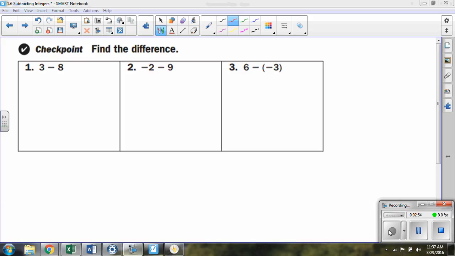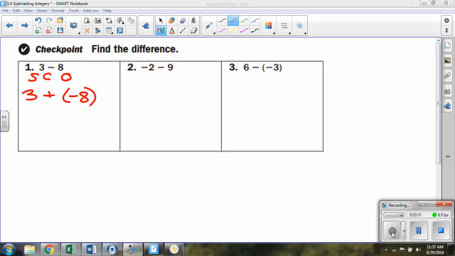Okay, so continuing with the same piece. We know that we're doing this subtraction. We know that it's going to follow a pattern of the first number stays the same. Subtraction gets changed. And then we will change the second one to its opposite. So we're looking at same, change, and opposite. 3 will stay the same. Subtraction gets changed to addition. And then we have the opposite of positive 8, which equals negative 8.